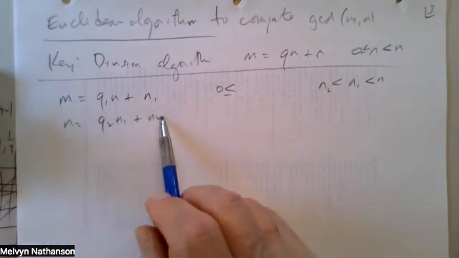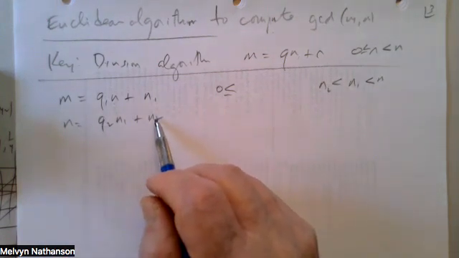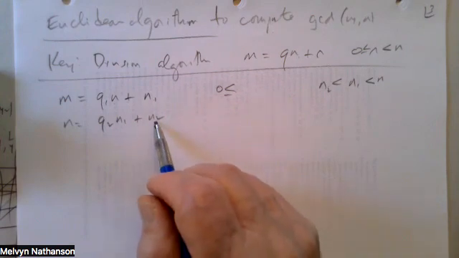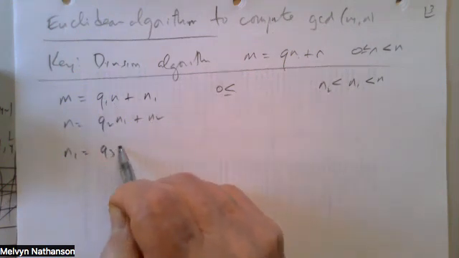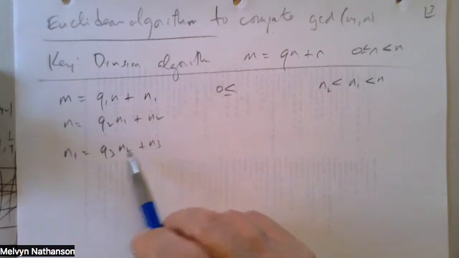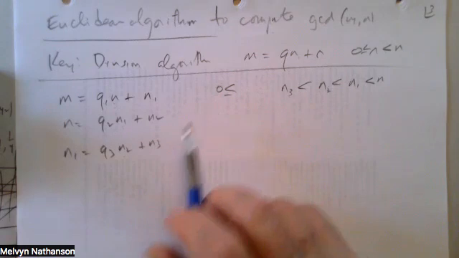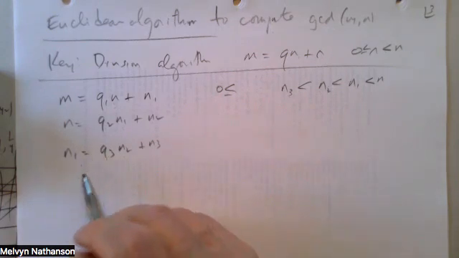And then I take N1 and divide by N2, unless I get a 0. If I have a 0 remainder, I stop. But if the remainder is not 0, I can divide by it. N1 is Q3 N2 plus N3. And N3 is strictly smaller than N2 and greater than or equal to 0. And I keep iterating this process.